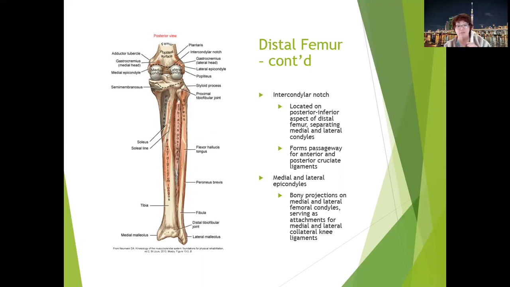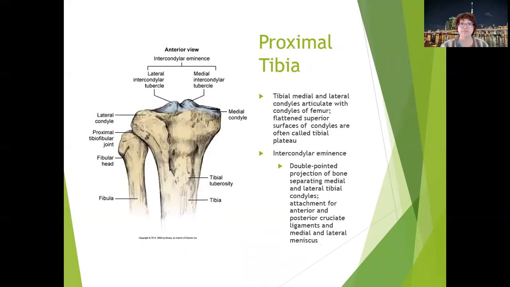The medial and lateral epicondyles are bony projections on the medial and lateral femoral condyles, just superior to the articulating surfaces, and they serve as attachments for the medial and lateral collateral knee ligaments. The medial epicondyle is just inferior to the adductor tubercle. So you may recall the adductor tubercle from the hip osteology.